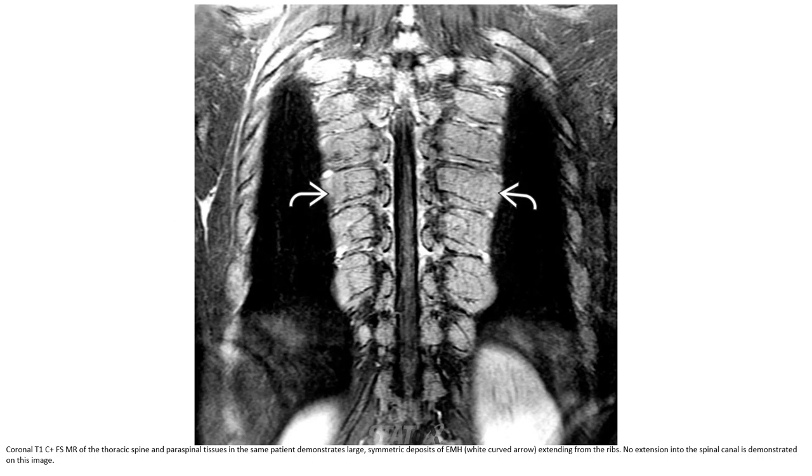T1 C plus fat-suppressed image of the thoracic spine and paraspinal tissue in a patient demonstrates large symmetric lesions extending from the ribs. No extension to the spinal canal is demonstrated on this image.